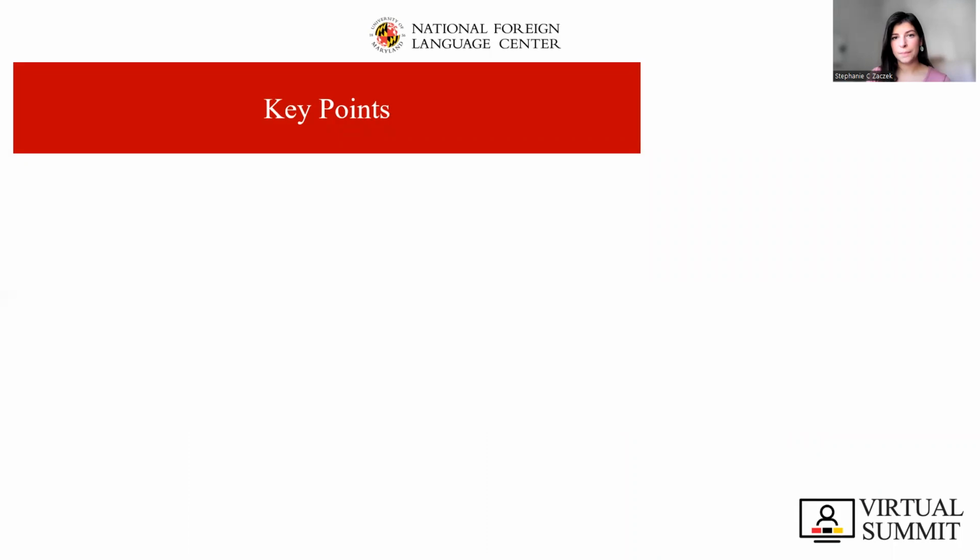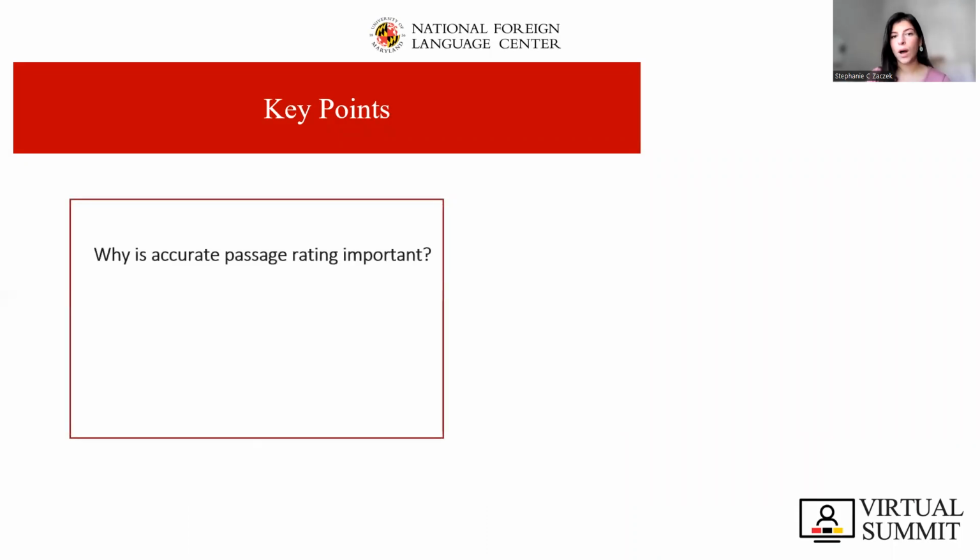Before we dive in, let's talk about some key points. First, why is accurate passage rating important? There are many answers to this question, but one is that when you rate a passage accurately, you ensure that your students are working with content appropriate for their level, including suitable vocabulary and grammar.